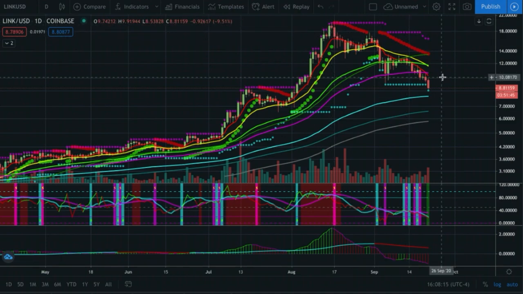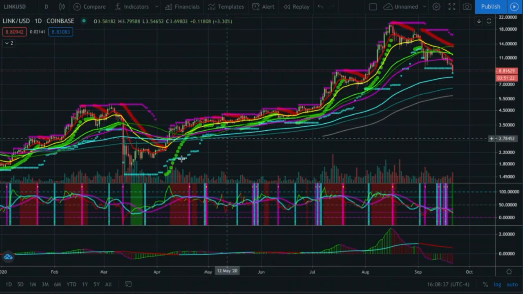Chainlink came down and hit our next target and is now selling off towards the 200, which was our next target, actually I think $8.60. So we hit that. I would expect to find some support and attempt a bounce back up and retest the 89 at like $10.60. But at this point in time, it's just as likely that we're going to come down to the 200s at $8 or $6.60.